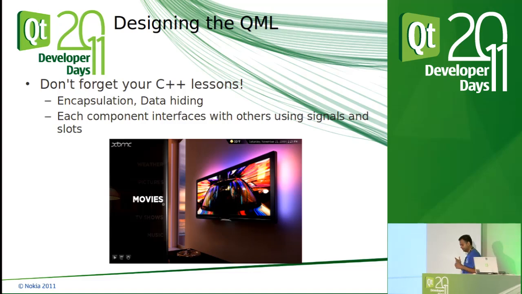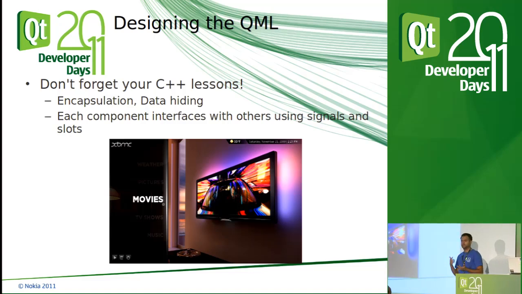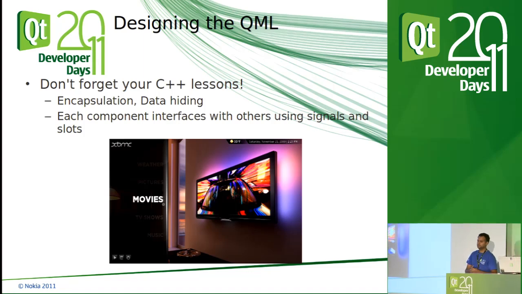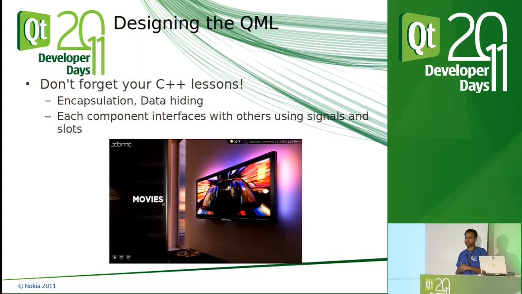Another thing is that you should use signals and slots for interaction between the components. Let's assume that the movies item is actually clicked. It shouldn't be the responsibility of root menu or the list.qml to actually show the new video window. Instead, root menu.qml should just emit a signal, and in the main screen.qml, you attach to the signal and actually show the window. So it's pretty much what we would do in the C++ world. We just need to make sure that we follow it.